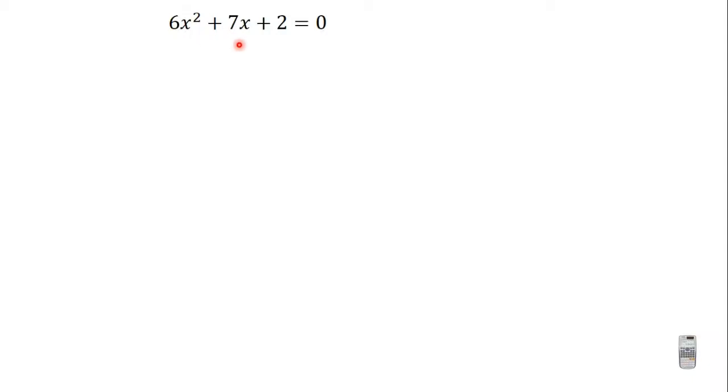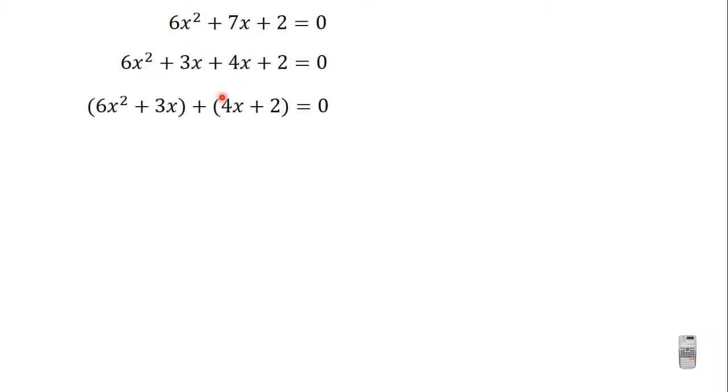Okay, so we are looking for two numbers that when you multiply, you get 12. When you add, you get 7. Those two numbers are 3 and 4. So you split 7x into 3x and 4x. You have 6x squared plus 3x plus 4x plus 2 is equal to 0. So we are going to factorize this expression here.